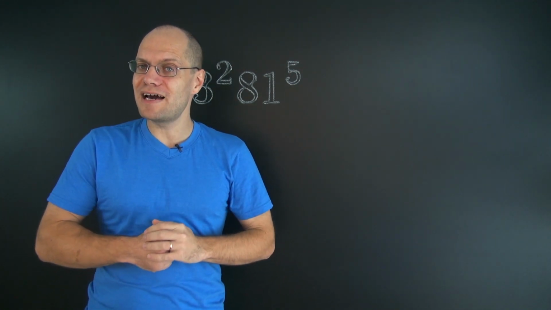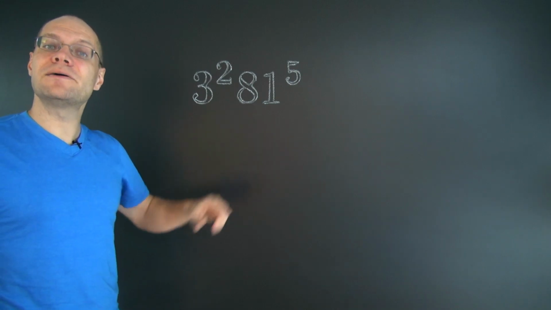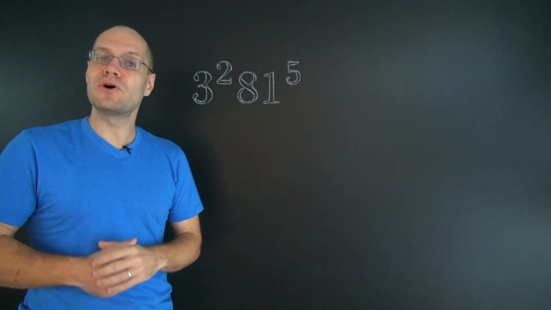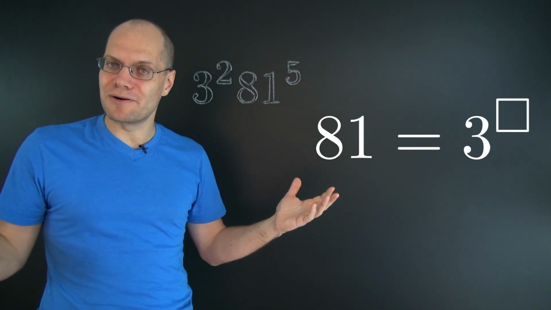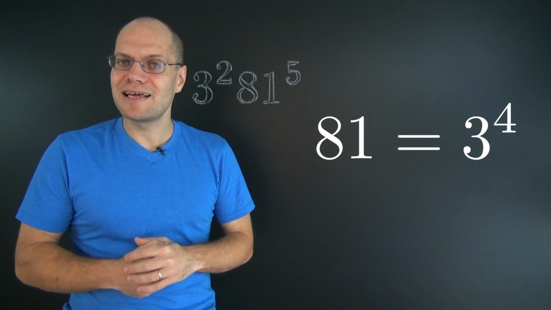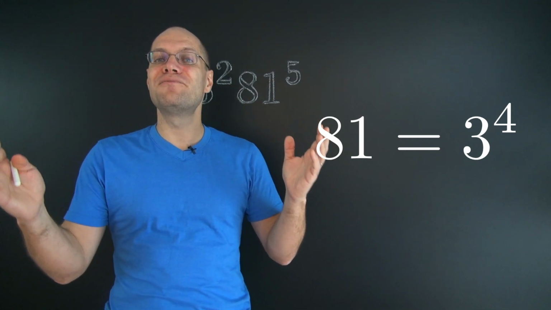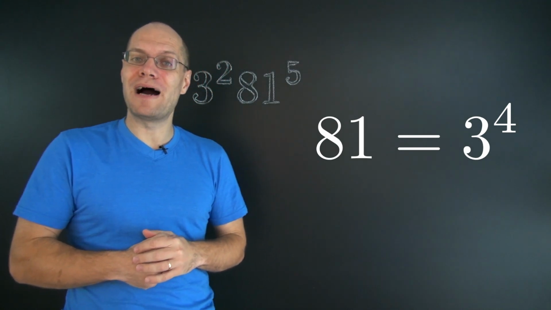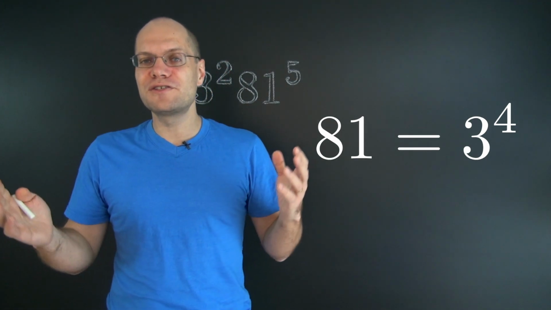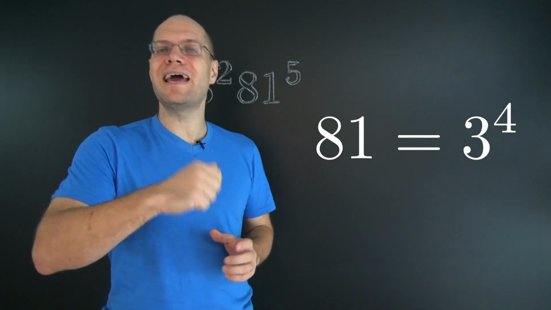In order to simplify this expression, we must notice that 81 is a power of 3. In other words, it's 3 to some power. In fact, that power is 4. 81 is 3 to the 4th. How do I know that? Well, I've memorized the first few powers of 3, along with the first few powers of a handful of other small numbers. And you should do the same.